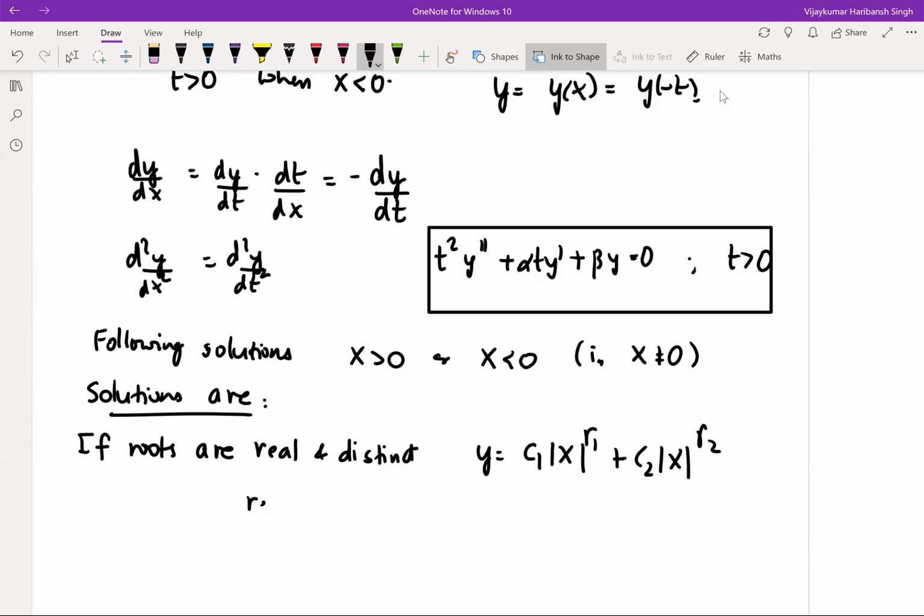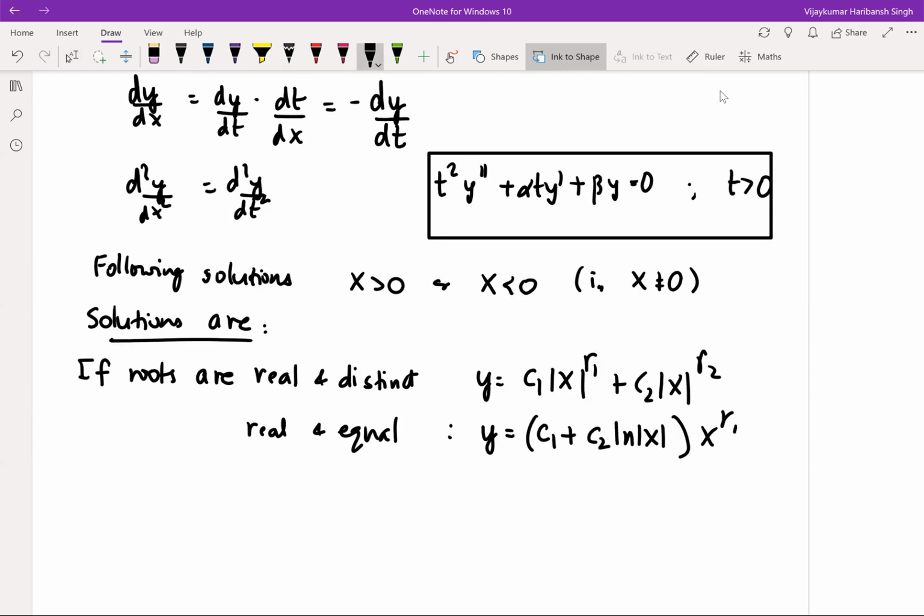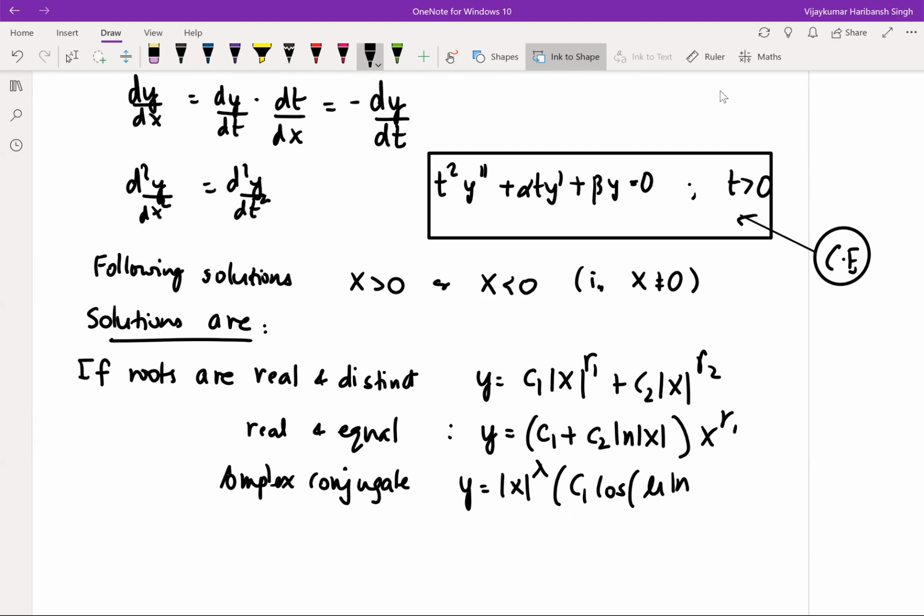If roots are real and equal, then instead of the usual t, you will have ln x coming into the picture. Y equals c1 plus c2 ln of absolute value of x, times absolute value of x to the power r1. And for complex conjugate roots of the characteristic equation, we get y equals absolute value of x to the power lambda times c1 cos of mu ln of absolute value of x plus c2 sine of mu ln of absolute value of x. So the solutions are exactly the same as the previous ones, except you need an absolute value sign.